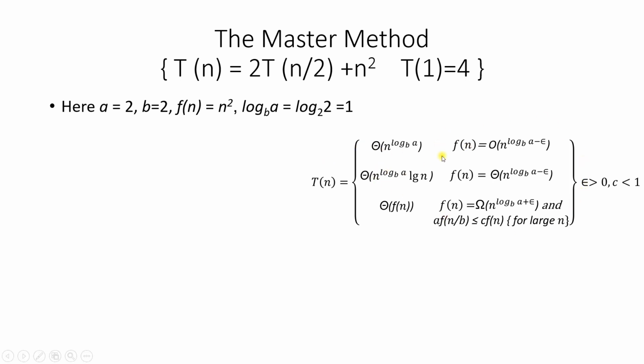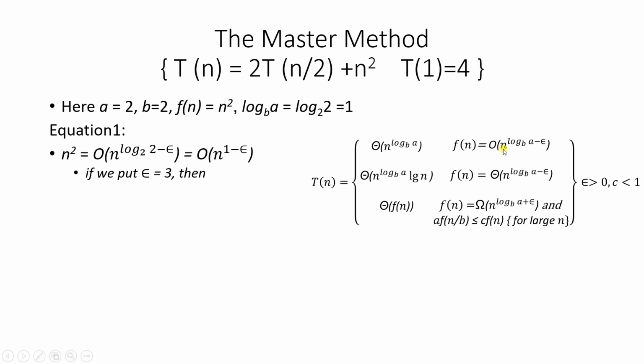You can see over here, this is equation number 1. If f of n is equal to big O of this, then we can have T of n is equal to theta of this, and so on. So let's first solve equation number 1. Equation number 1 is: f of n is equal to big O of n to the power log b a minus epsilon. We have already calculated that log b a in this particular equation is 1, so it becomes n to the power 1 minus epsilon. If we replace epsilon with 3, because epsilon can be greater than 0, we get n square is equal to big O of n square. So this can be true. Let's verify.